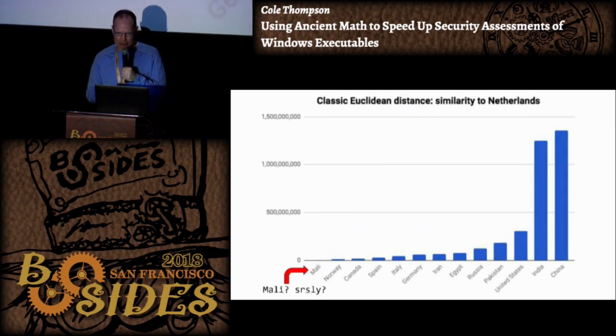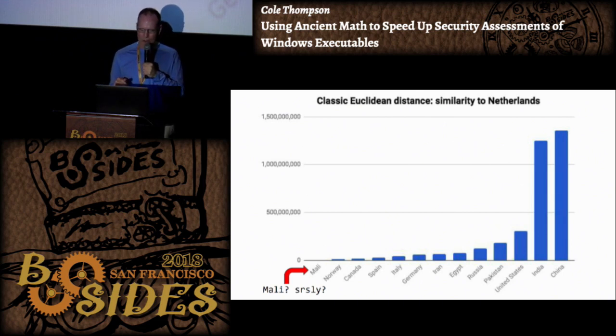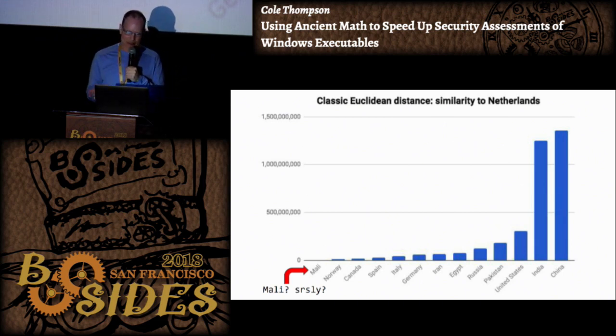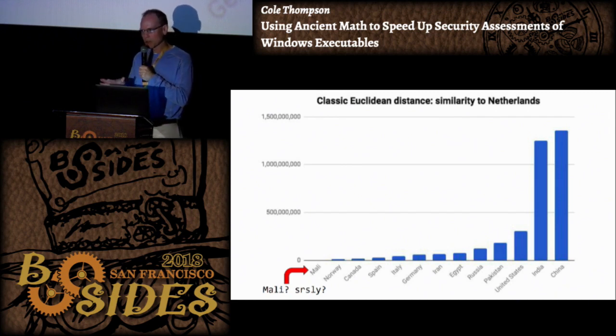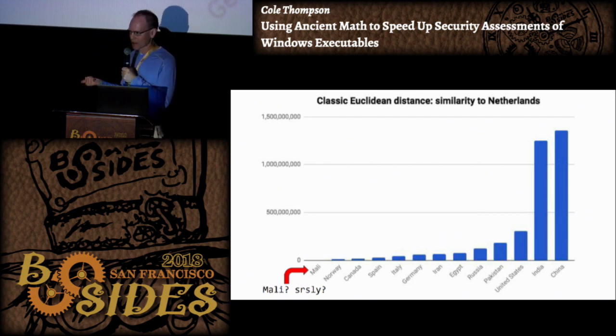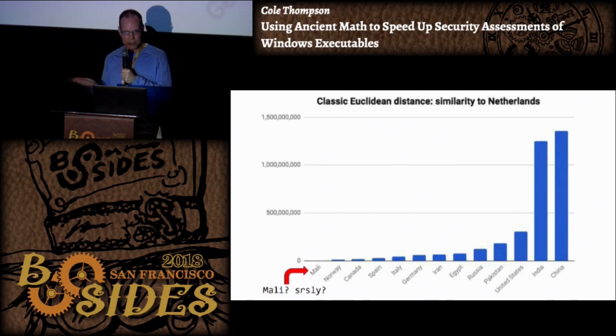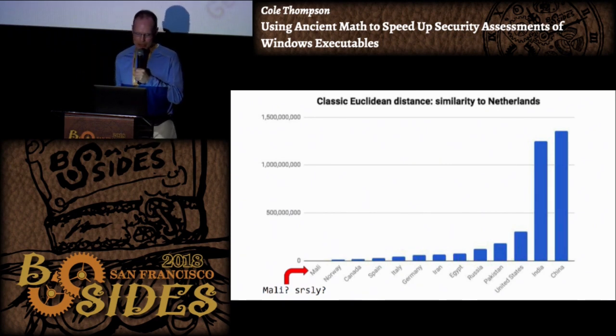Here's another example. Again, 2,000-year-old formula. We're going to say which countries are the most similar to the Netherlands. And when I say most similar, what's going on here is we're using demographics, culture, climate, a whole bunch of different things. Just a very fuzzy sort of match.